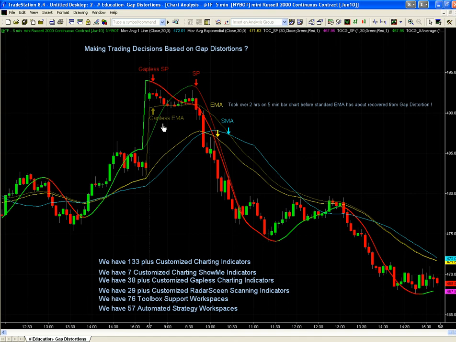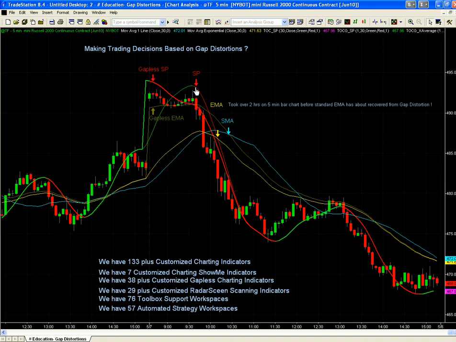But yet the value that's the most accurate is the gapless, because you can see here immediately at the gap we take out the distortion. We show that it's kind of a sideways move of the EMA along with this sideways move here. It crosses over and you have a downward move. So that's the gapless version.